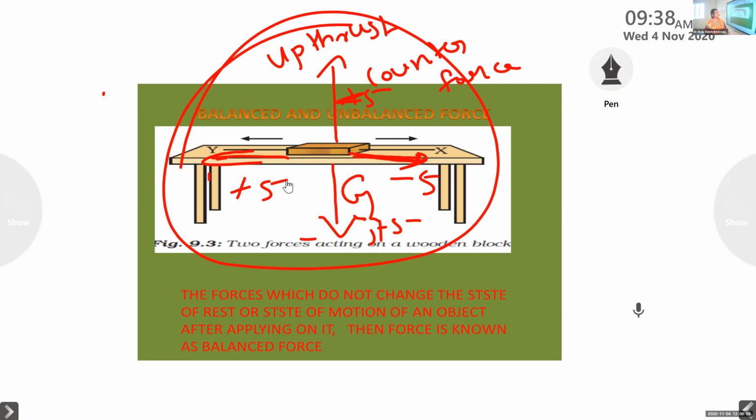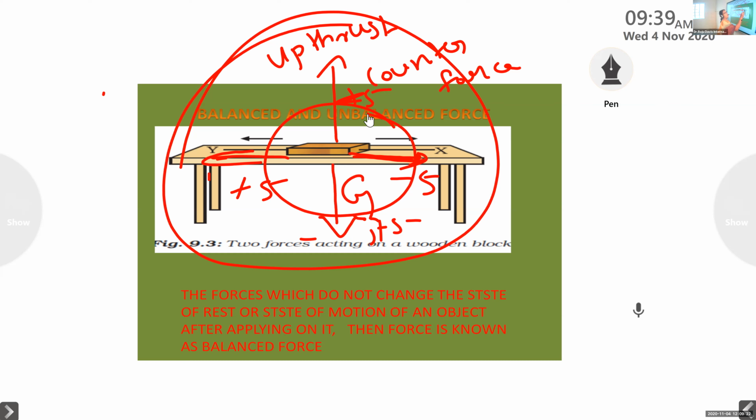If you add all these forces, what will be the net force we get? This is plus 5, that is minus 5. This is minus 5, this is plus 5. What is the total net force acting on the table? Zero. So all the forces acting on the table add up to 0. That's why we can say that the book is lying on the table.